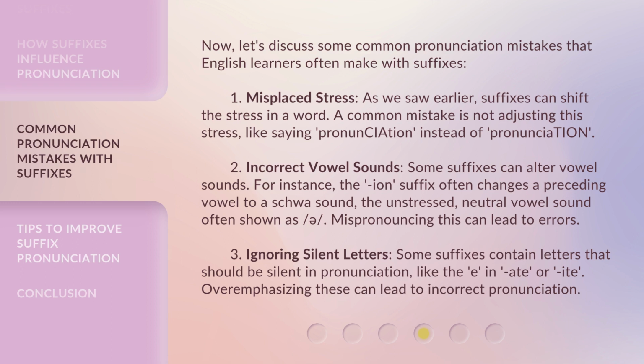3. Ignoring silent letters. Some suffixes contain letters that should be silent in pronunciation, like the "e" in "-ate" or "-ite". Overemphasizing these can lead to incorrect pronunciation.